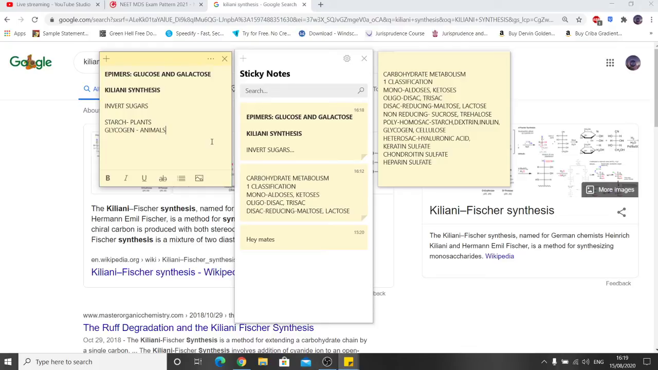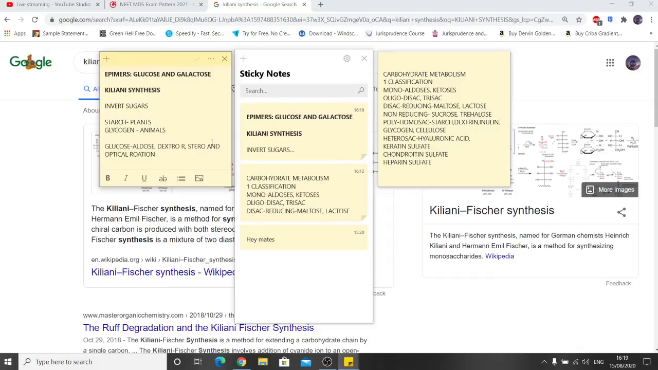Glucose shows stereo as well as optical isomerism. It is a dextrorotatory and an aldose sugar. Glucose, aldose, dextrorotatory, dextro R I'll write, and stereo and optical rotation.